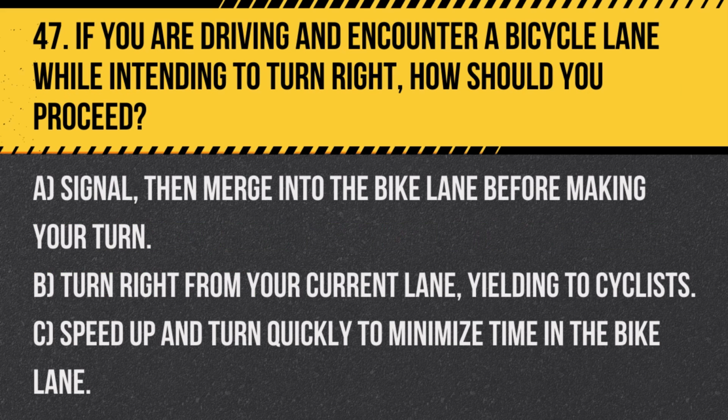Question 47. If you are driving and encounter a bicycle lane while intending to turn right, how should you proceed? A. Signal, then merge into the bike lane before making your turn. B. Turn right from your current lane, yielding to cyclists. C. Speed up and turn quickly to minimize time in the bike lane. Answer. A. Signal, then merge into the bike lane before making your turn. If local law allows, always yield to cyclists present.